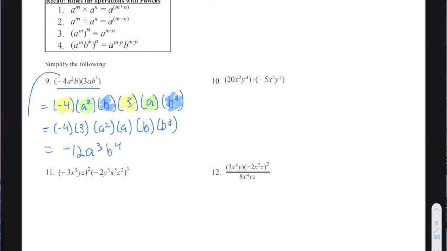You can go right from here all the way to here, and that's what I'm expecting. I'm just doing all these extra steps to help you remember. Okay, for number 10, we've got some division here.